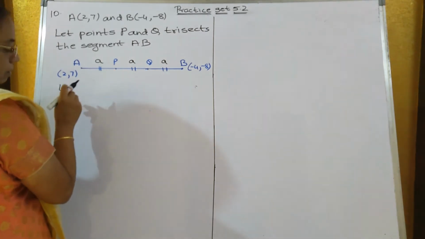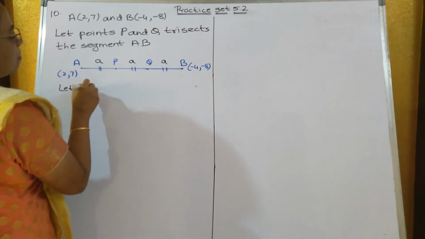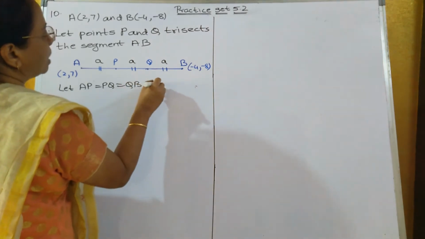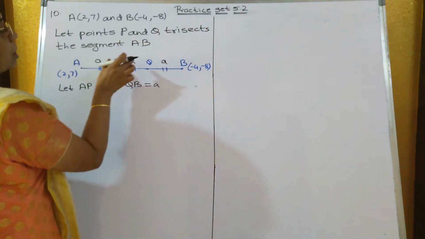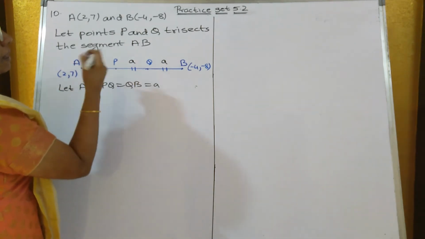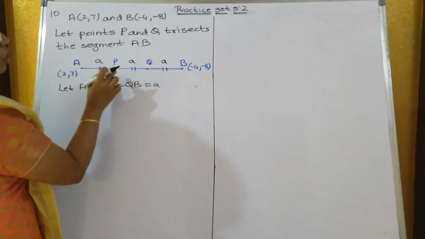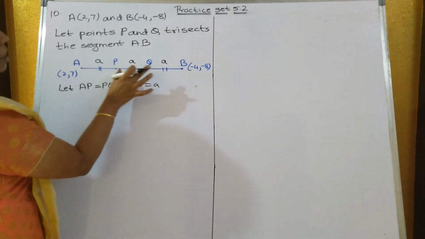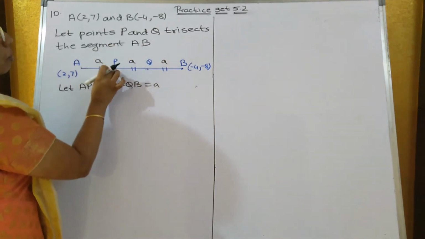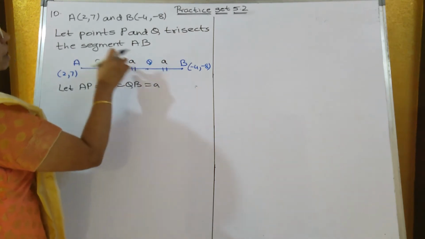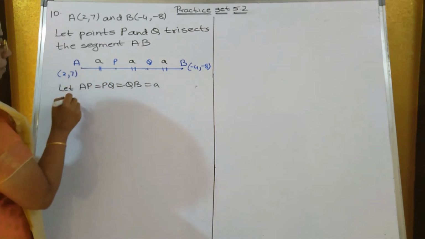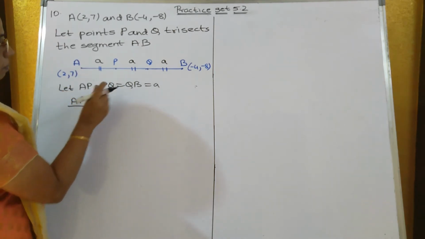So let AP, which is equal to PQ, which is equal to QB, let us take that as a. So let us take all these parts equal to a. Now first we will find out the coordinate of P and then we will find out the coordinate of Q. Now if you see, AP is one part and PB is 2 parts. So point P divides the segment AB in the ratio 1:2. Or you can write it this way. So first we will take AP, the ratio we have to find out, AP and then the bigger one.